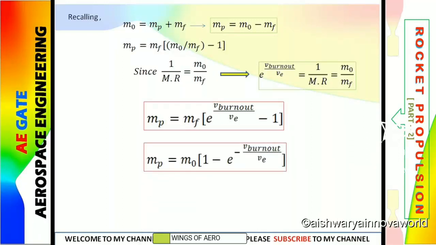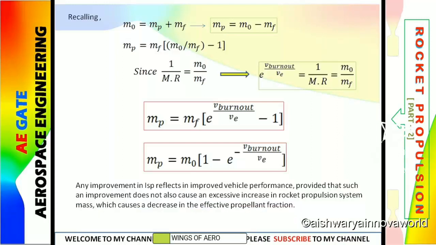Similarly, instead of mf, when you take a common of the m naught value, you get this value. So both the expressions are important. All the factors improve the ISP, the specific impulse. They depend on specific impulse. As we know, by increasing specific impulse, we enhance or improve the efficiency of a rocket propulsion system. That's what they have expressed over here.